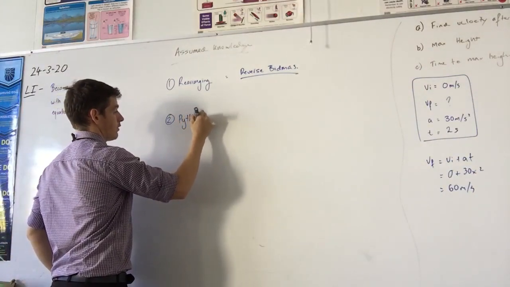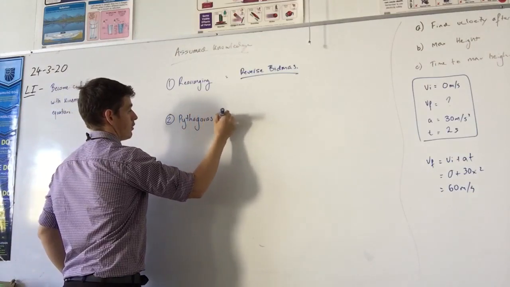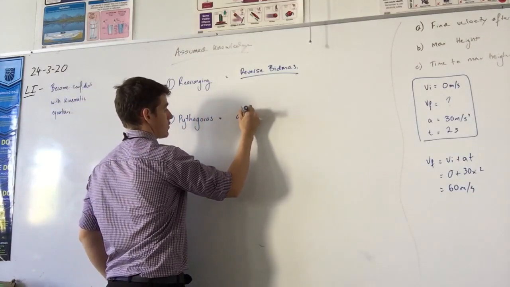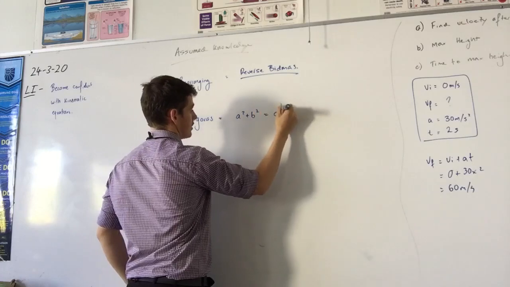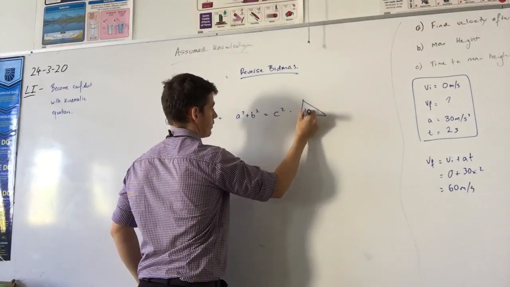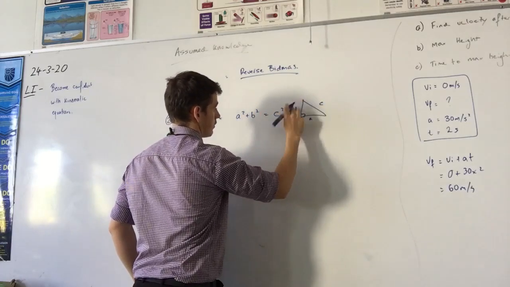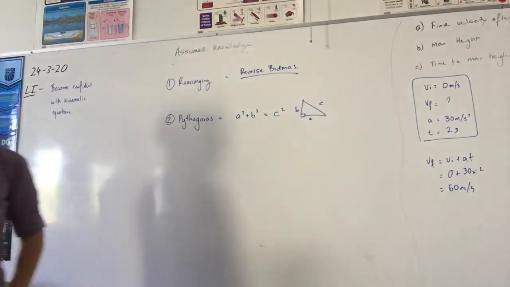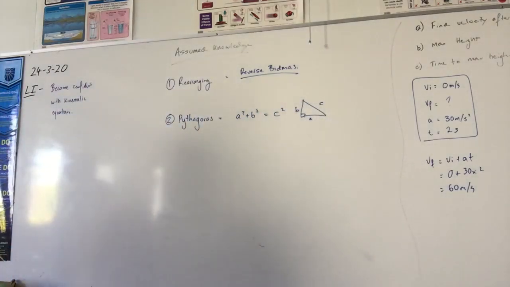Pythagoras. You are expected to know that a squared plus b squared equals c squared on a right angle triangle. Okay, you've been taught that in mathematics time and time again. It will come out in this exam.